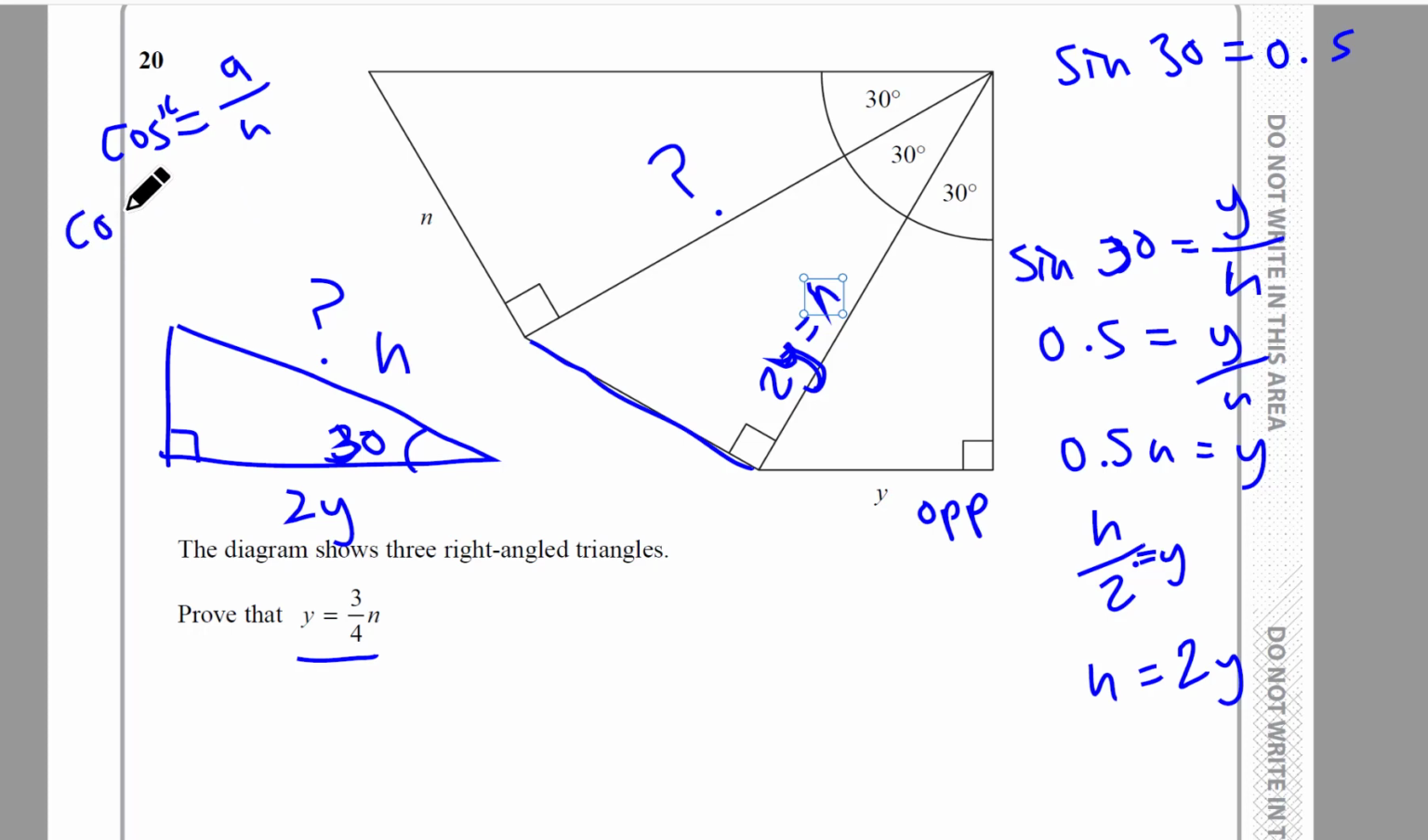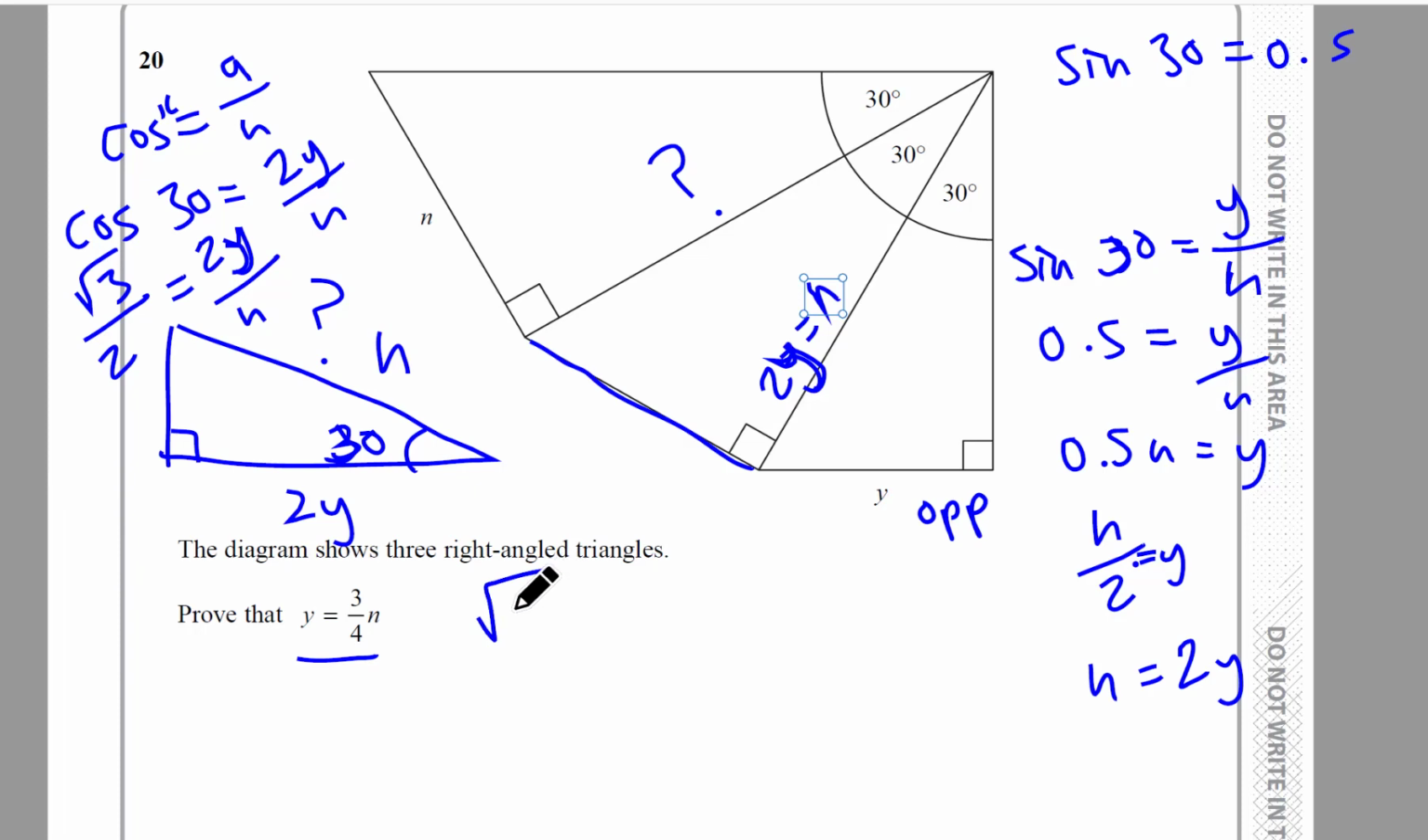So we've got cos 30 equals the adjacent, 2y, over the new hypotenuse, this h. Now cos 30 equals root 3 over 2, so we're going to get root 3 over 2 equals 2y over h.